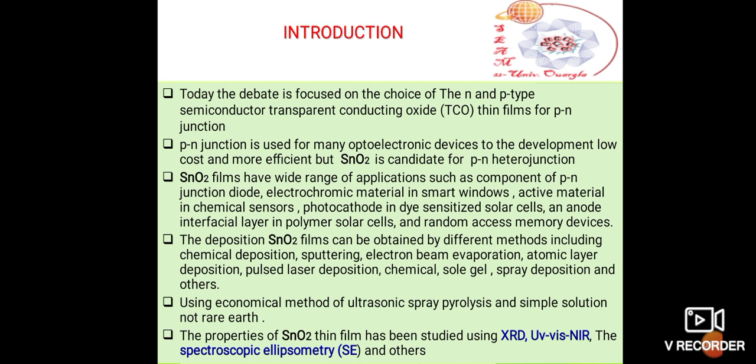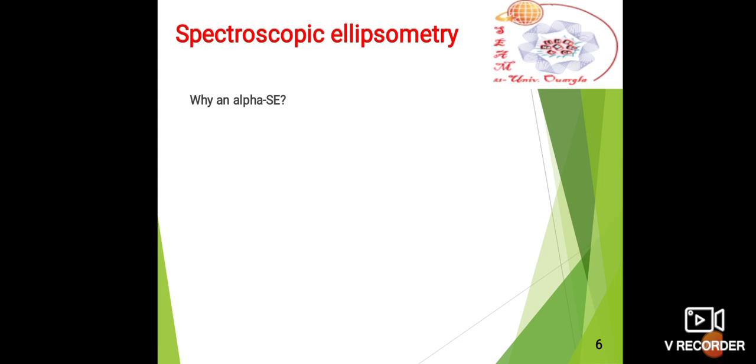The deposition of tin oxide film can be obtained by different methods including chemical deposition, sputtering, electron beam evaporation, atomic layer deposition, pulsed laser deposition, chemical sol gel, spray deposition, and others. Using the economical method of ultrasonic spray pyrolysis and a simple solution, not rare earth. The properties of tin oxide thin film have been studied using XRD, UV-Vis, near-infrared spectroscopy, ellipsometry and others.